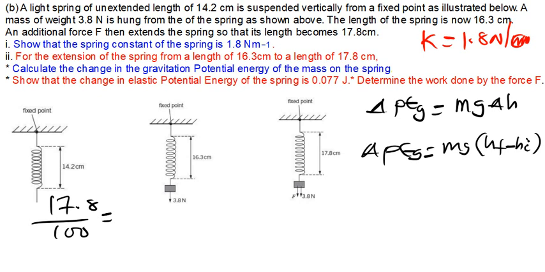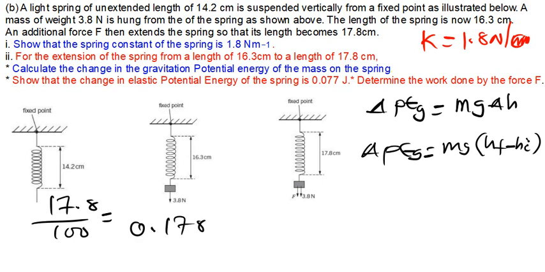17.8 divided by 100. Okay, so we are going to have 0.178, right? So I'll say my first one is going to be 0.178, like that.